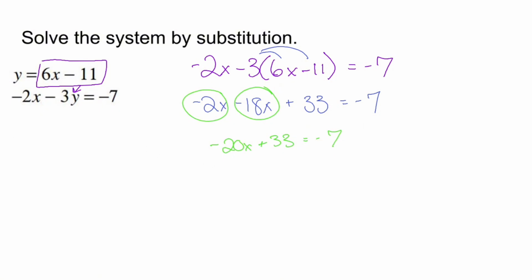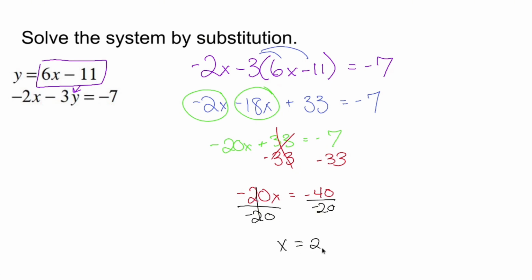In order to get x all by itself, we subtract 33 from both sides first, 33 from both sides. That gets us -20x equals -40. In order to get x all by itself one more time, we're going to divide both sides by -20, the inverse, and x is going to equal +2.